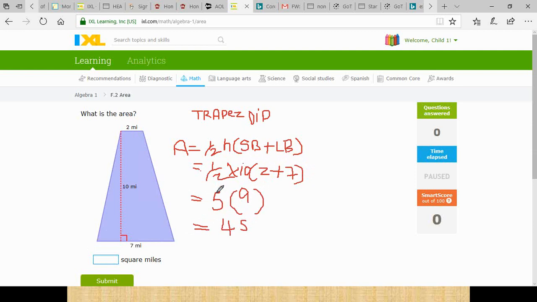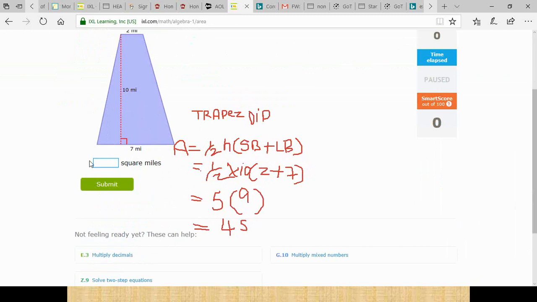Okay, so 45, is that correct? The area of a trapezoid is half the height times the short base plus the long base. A trapezoid has two of the sides parallel. All right, so let's plug that into the equation and see. So it's 45.